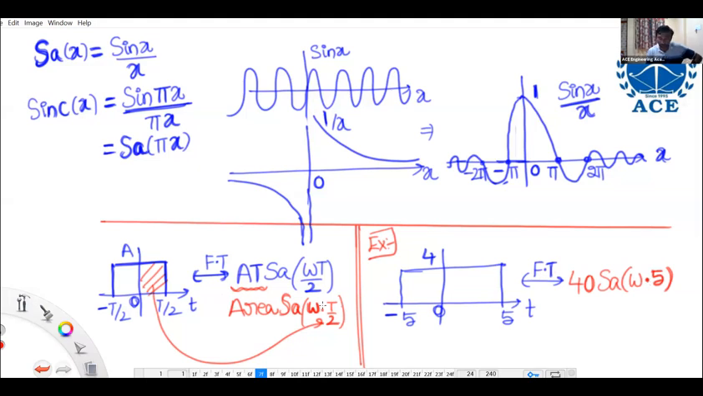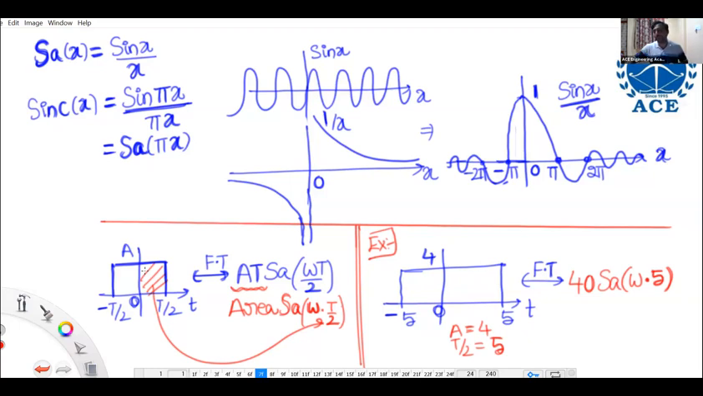T by 2 corresponds to the positive width, or not? Otherwise, what extra work do you have to do? A value 4, T by 2 value 5. After that substitution, it is a waste of time for you. Simply, area: the 40 here is the area under the rectangle. Sa of omega into the internal T by 2 stands for what here? The positive width of the rectangle.